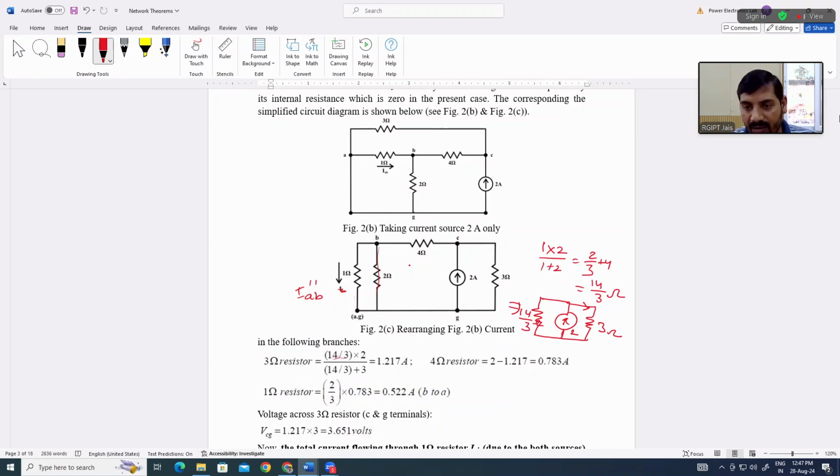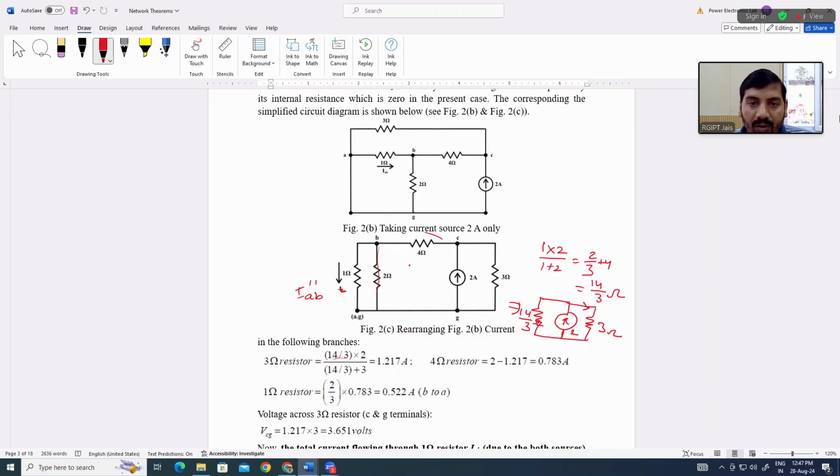This will be in the numerator. Sir, into 2. Where did you get this 14 by 3 from? 14 by 3 is the parallel combination of these two, 1 and 2. Okay, sir. And this is in series with that. So 1 into 2 divided by 1 plus 2, that is 2 by 3, and 2 by 3 plus 4. Okay, this is in series. Okay, sir. 2 by 3 plus 4 is 14 by 3 ohm.